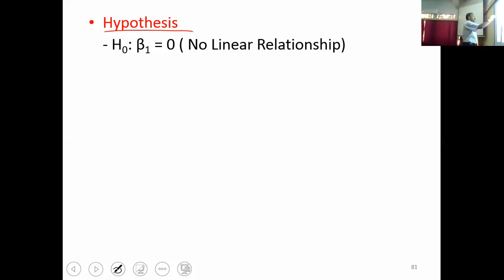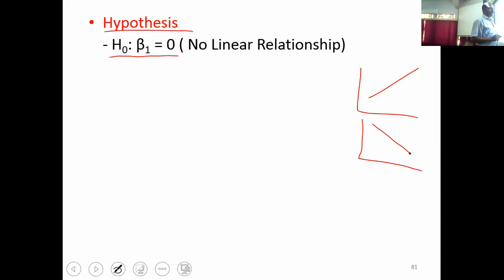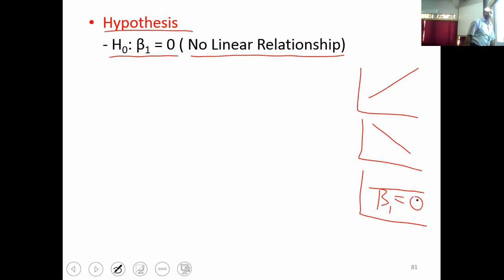What are the hypotheses? My null hypothesis is beta 1 is equal to 0. So what do you mean by beta 1 equal to 0? If beta 1 is positive, that is this direction; if beta 1 is negative, that is this direction. If beta 1 is 0, that is the condition like this. So that means there is no linear relationship if beta 1 is equal to 0. That is what we are going to test.